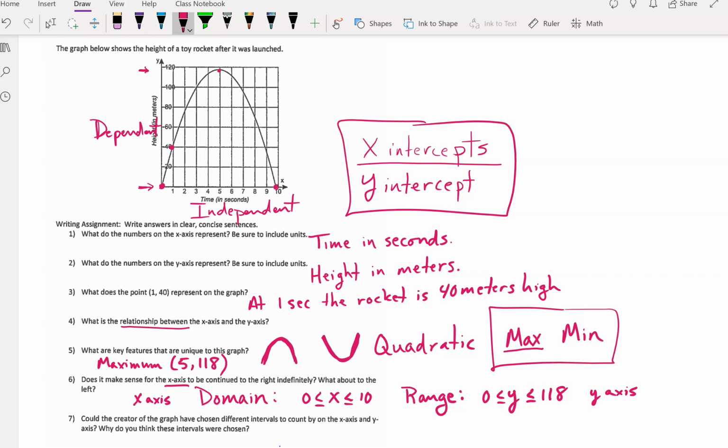And I think these are good intervals for the creator of this graph. I think the x-axis in terms of seconds is pretty straightforward. We may have labeled the y-axis a little bit differently just so we could tell exactly what that maximum point is right here. But it's a pretty good label, and it's a pretty nice graph. So I think these are pretty good intervals. I think they did a good job.